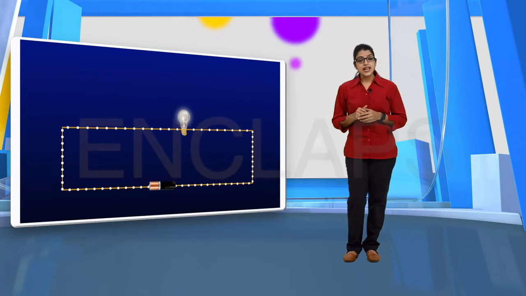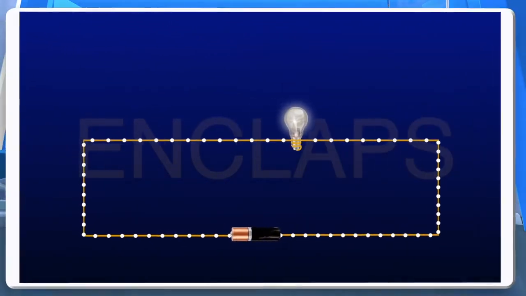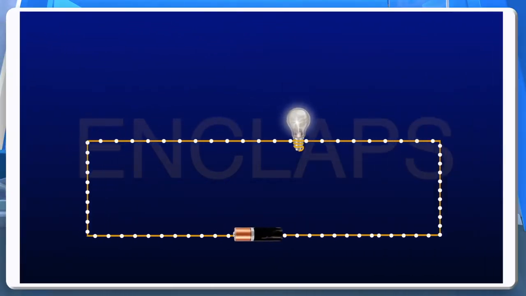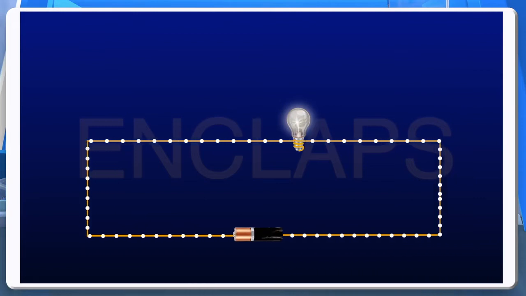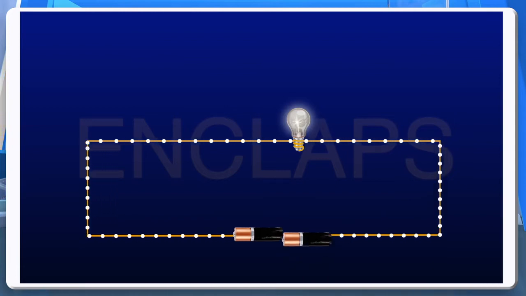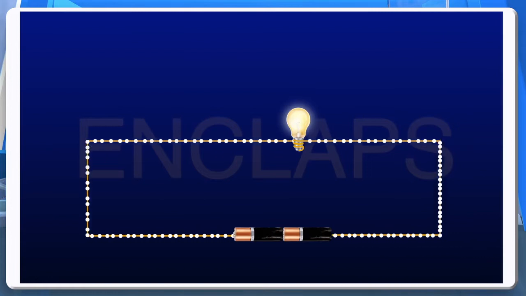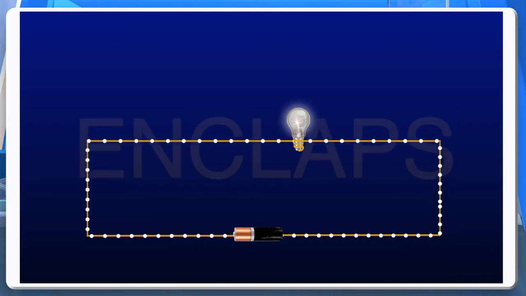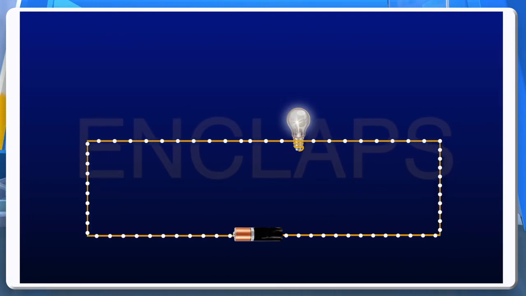The next one is a parallel connection. Resistance in parallel. When the circuit is completed, current flows through the circuit and the bulb glows. When number of cells are increased, the voltage and current increases and bulb glows brightly. When the number of cells decreases, voltage and current decreases and the intensity of light of bulb also decreases.